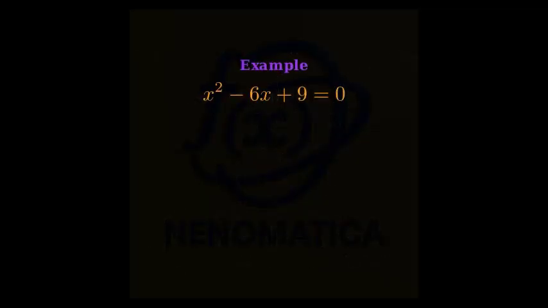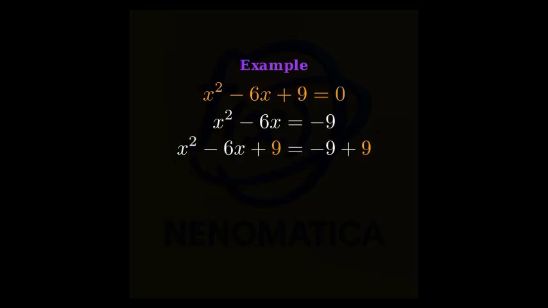Here's the example problem. Step 1. Move the constant term to the right side. We write x squared minus 6x equals negative 9. Step 2. Add the square of half the x coefficient to both sides. Half of 6 is 3. 3 squared is 9. So add 9 on the left and 9 on the right.